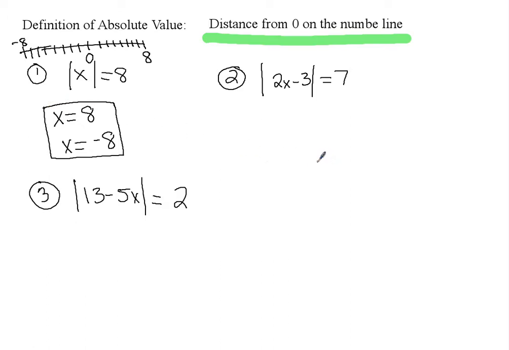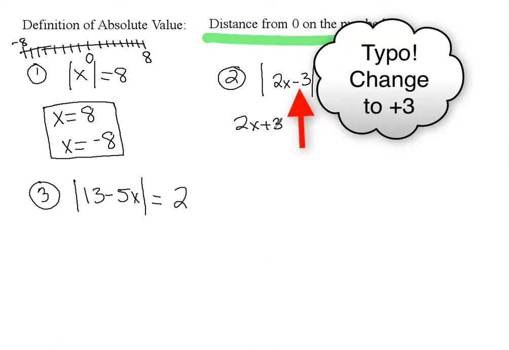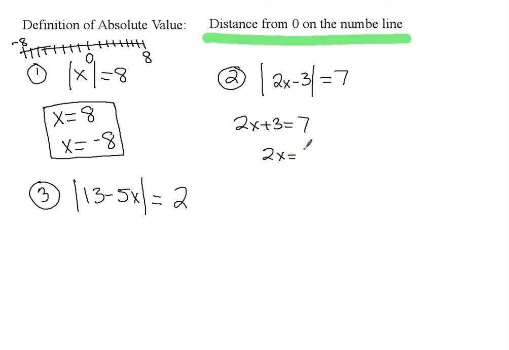Now, for problem number 2, I'm going to take 2x plus 3 and set that equal to 7. When I solve it, using the subtraction property of equality, I'll subtract 3 from both sides, end up with 2x equals 4, and one value I get is x equals 2. I also set up 2x plus 3 equal to negative 7.